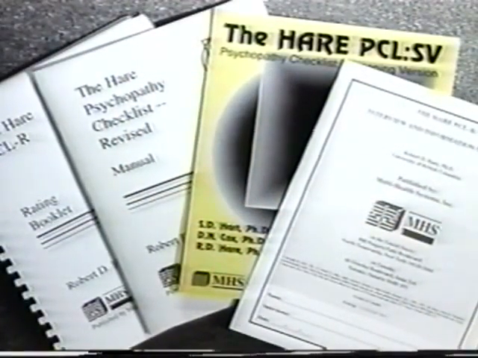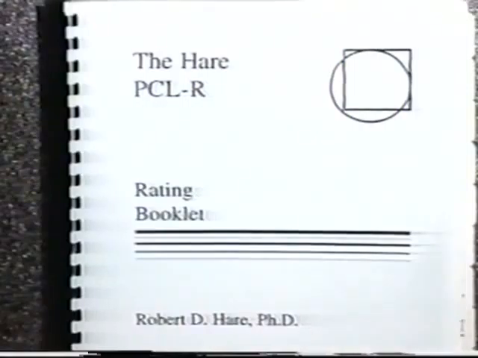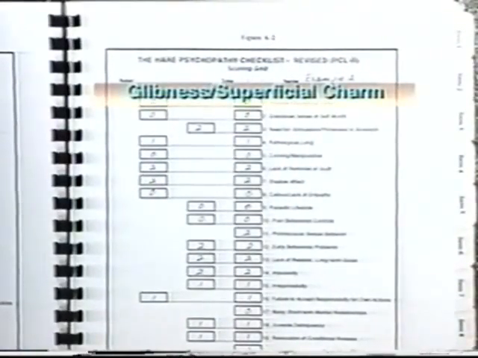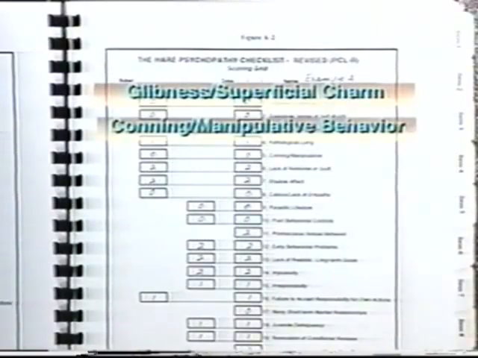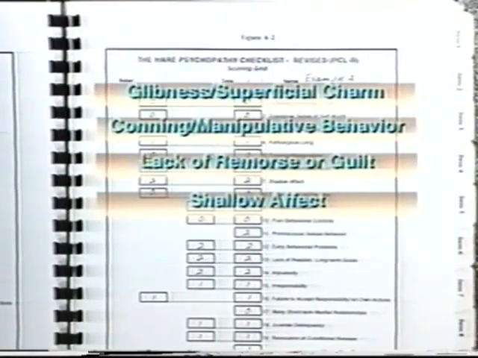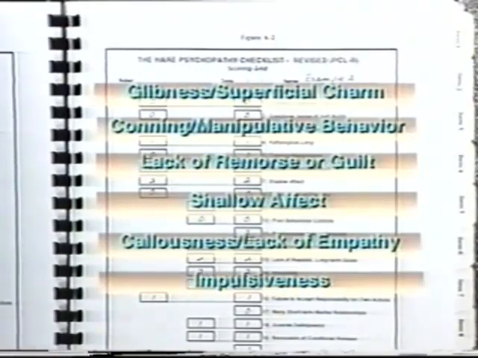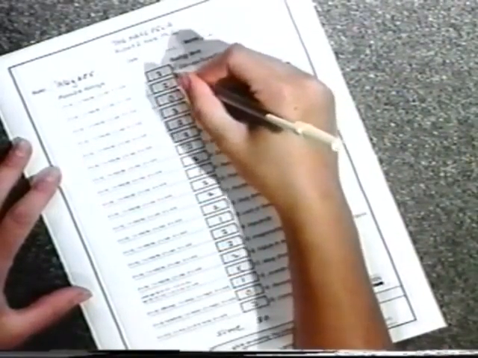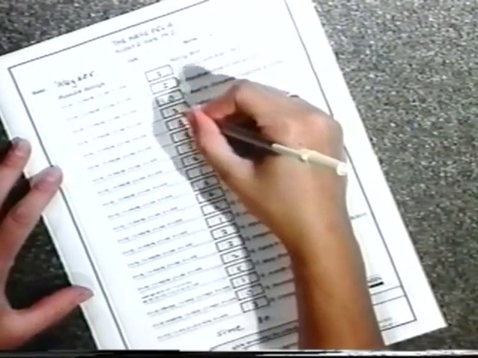In the early 1980s, Hare and his colleagues developed a psychometric test, now known as the Psychopathy Checklist Revised. Consisting of a 20-item rating scale, the checklist measures such things as glibness, superficial charm, cunning, manipulative behavior, lack of remorse or guilt, shallow affect, callousness, lack of empathy, impulsiveness. Each item is scored on the basis of explicit criteria contained in the manual.